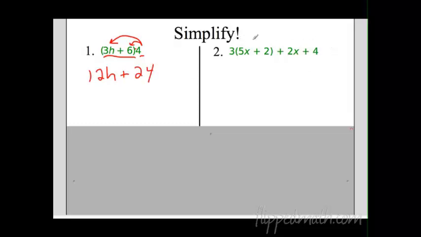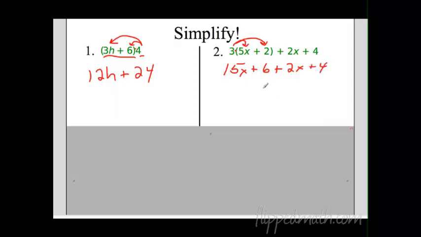Holy cow, look at number 2. There's a lot going on here, but let's just start with order of operations. It says parentheses. Can I add 5x and 2? Can't do it. So what can I do? Well, this is 3 times, remember there's a little dot here, 3 times this, so I'm going to distribute the 3 first. 3 times 5x is 15x. Then 3 times 2 is 6. Just bring down everything else because I can't combine 2x and 4.